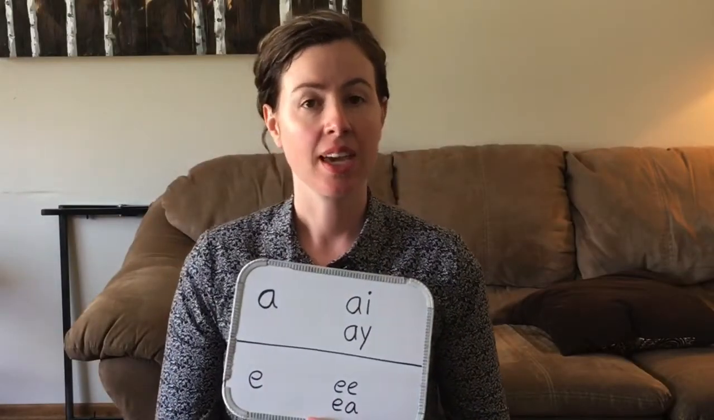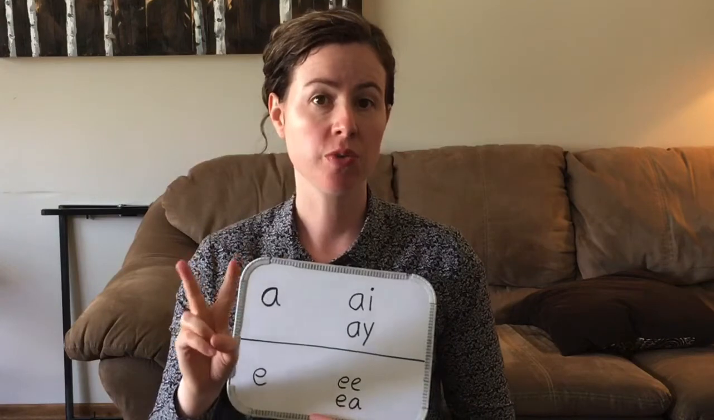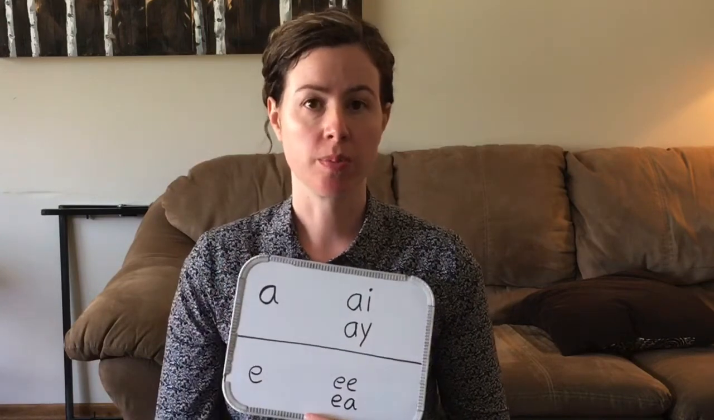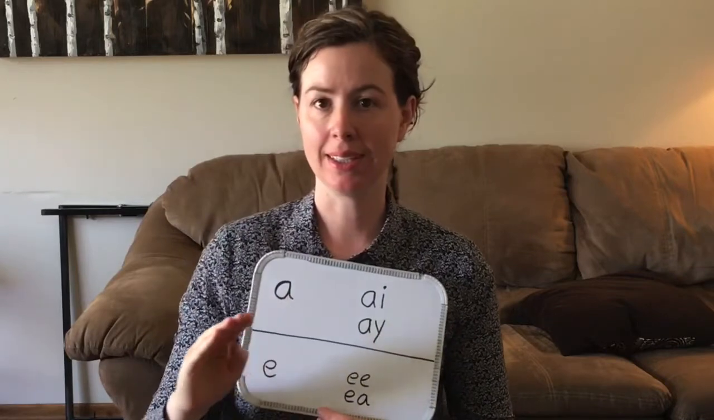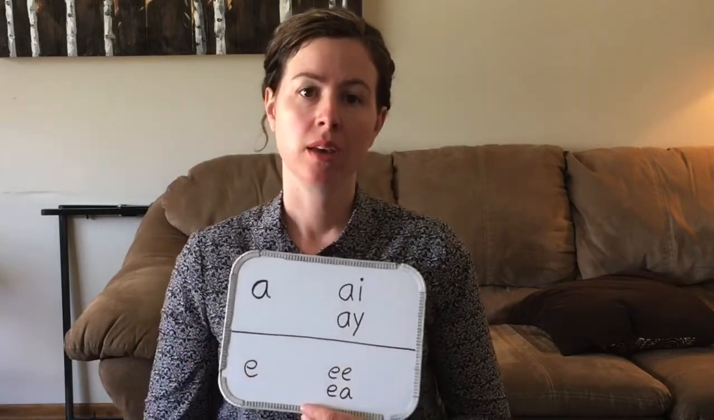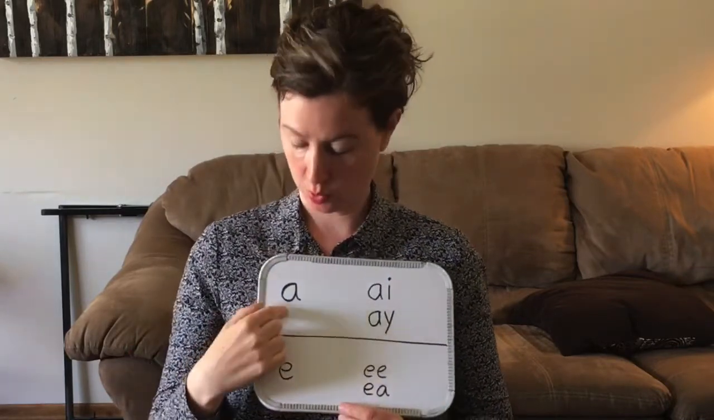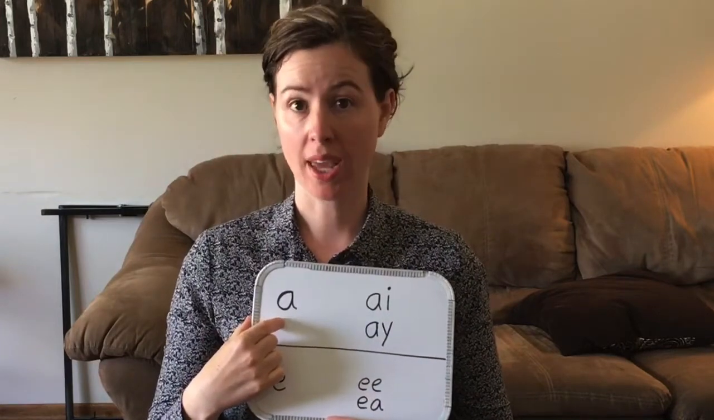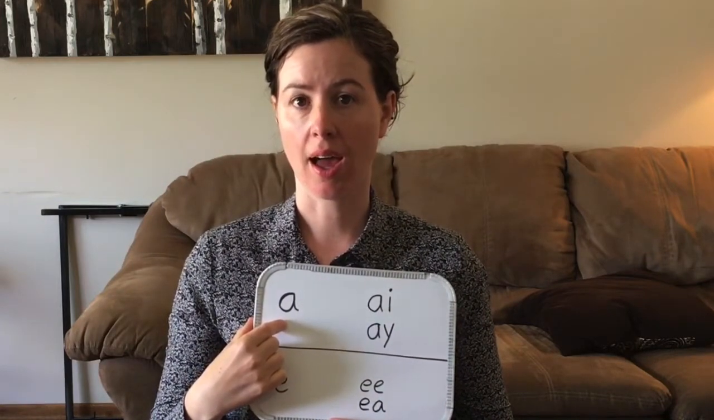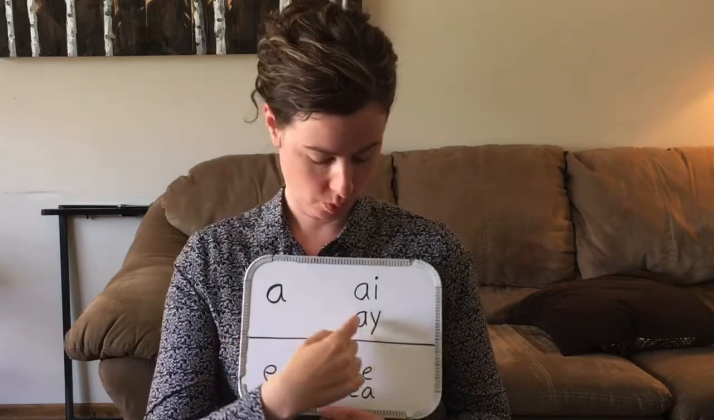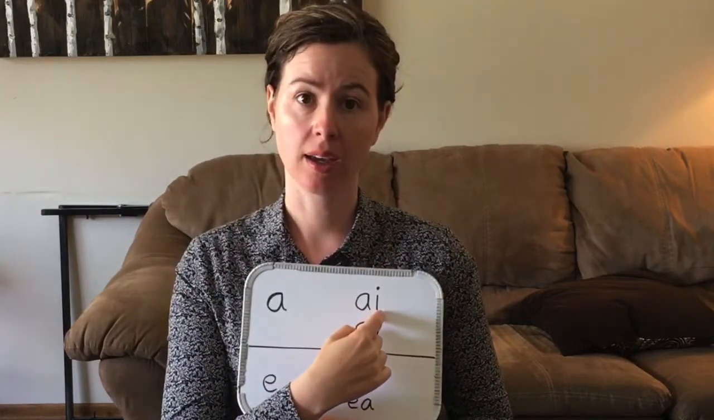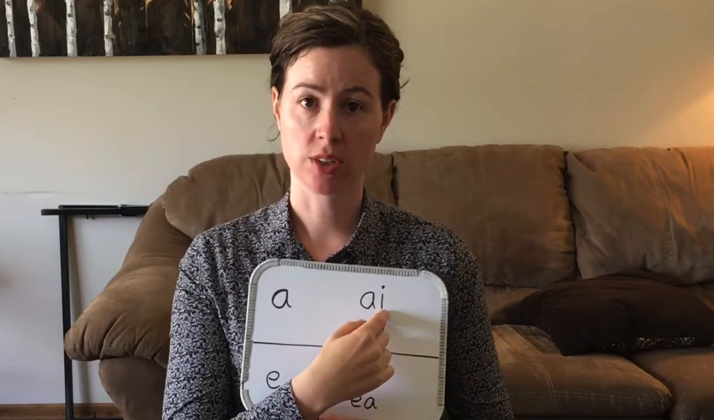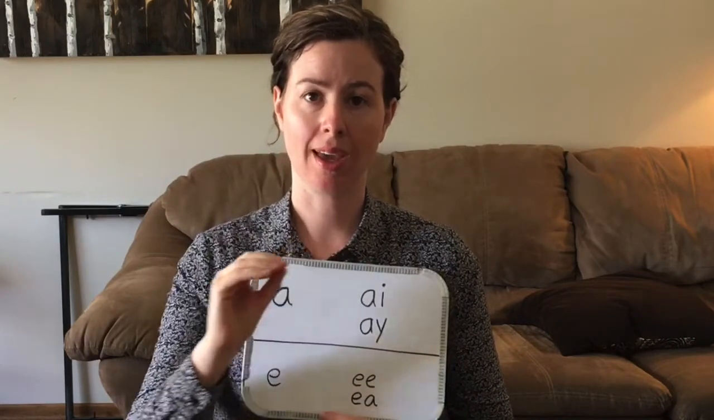Students, today we're going to learn about two vowels. We're going to learn about the A vowel and the E vowel. These vowels we have already studied. One A is "a." But when you have two vowels, an A and an I, the sound changes to a long sound, "A."